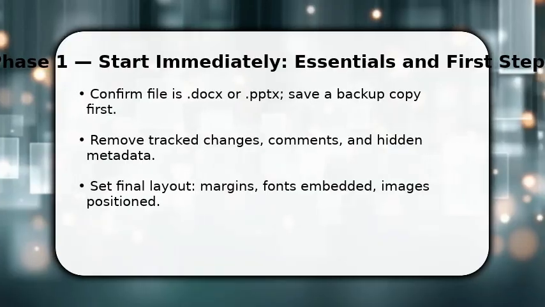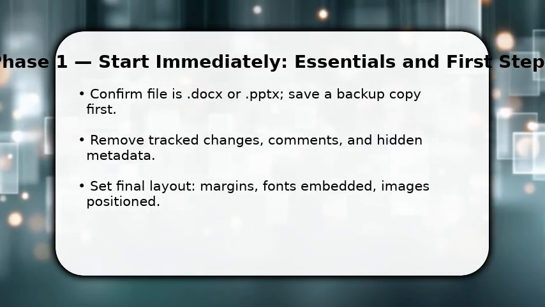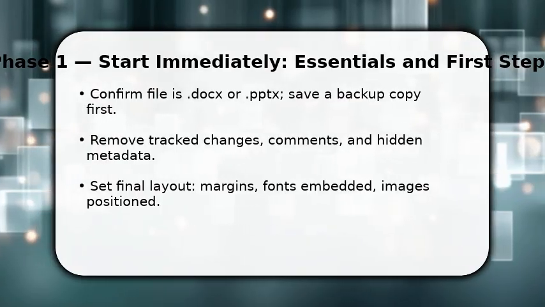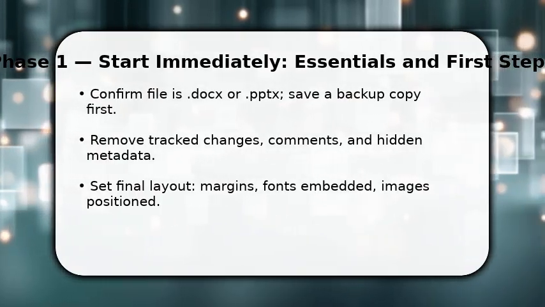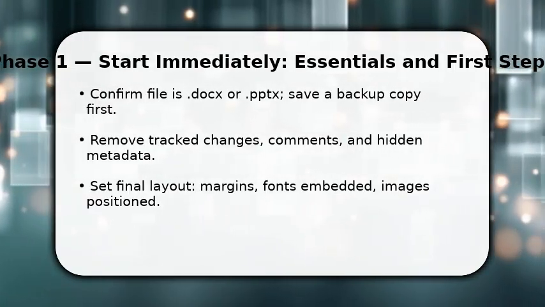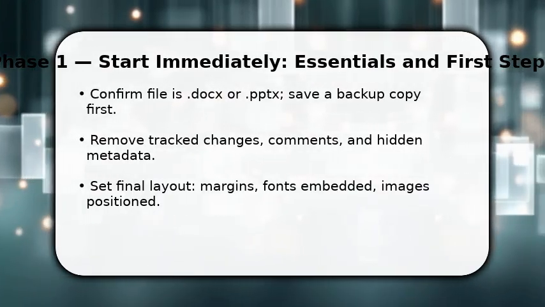You start by opening the Microsoft file and making one backup copy. This prevents data loss. Once done, remove tracked changes and comments so the PDF reflects the final content. Make sure fonts are embedded or substituted ones will break layout, and check images are anchored where you want them. This ensures the exported PDF matches the original.